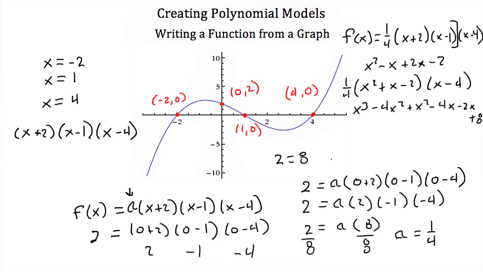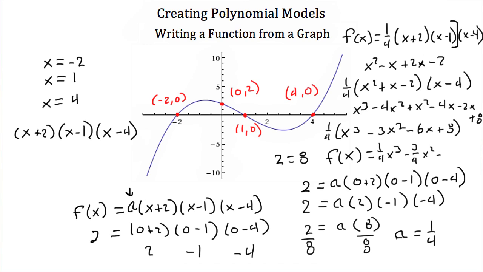So if I combine my like terms again, I'll have an x cubed minus 3x squared minus 6x plus 8. Now don't forget about this 1/4. If we distribute that in, we'll get our function is equal to a 1/4 x cubed minus 3/4 x squared minus 3/2 x plus 2. So this is our polynomial function in standard form that represents this graph.